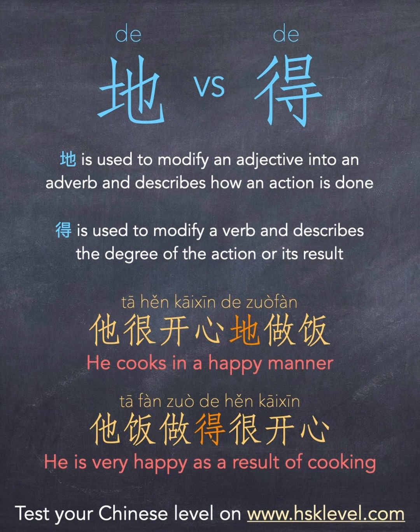So let's look at an example. 他很开心地做饭 he cooks happily. 他饭做得很开心 he cooks happily. But 他很开心地做饭 means that he cooked in a happy manner, while 他饭做得很开心 means he cooks and the result of his cooking is that he is happy. So he is very happy as a result of cooking.